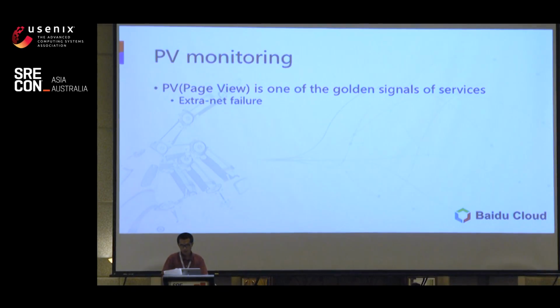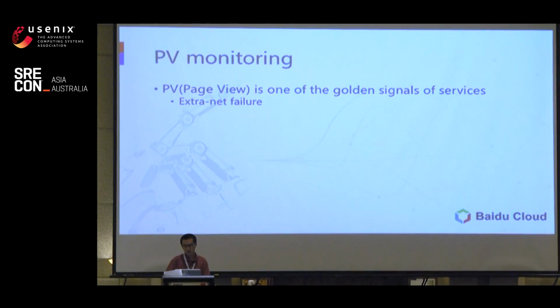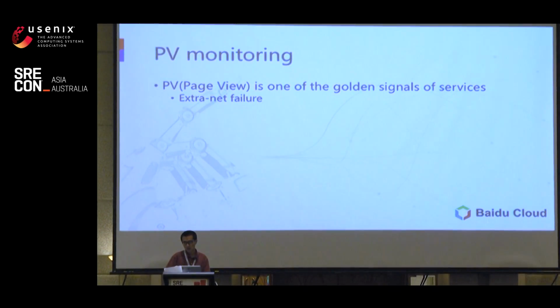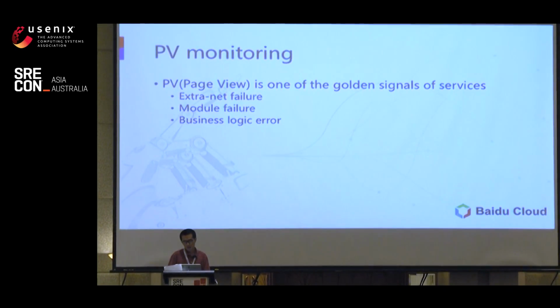For example, when a fiber of an ISP breaks, some of the users will be disconnected from our service. This would cause a decrease in PV number. We call this decrease a PV loss. Second, when a module in our system goes down or its business logic implementation has bugs, part of the function will not work properly. It also creates PV loss.